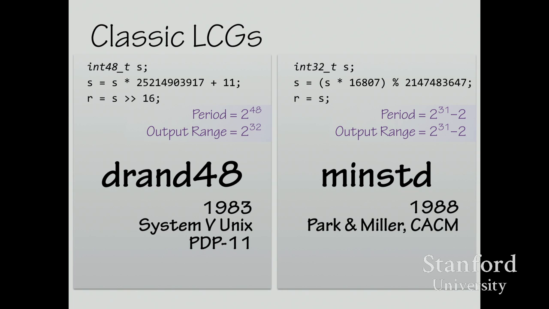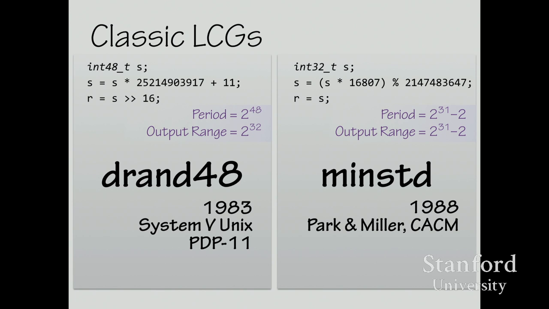MINSTD is a bit interesting because it has a period that's just shy of a power of 2, which is kind of awkward if you're trying to generate random bits, because you're not quite matching up. In a lot of computing applications, especially systems ones, we want random bits, and so it's nicer to have our output be exactly 32 bits. And DRAND48 can do that really nicely. Also, MINSTD has the issue that every number only occurs once because the period and the output range are the same, whereas in DRAND48, every number occurs 65,000 times. And so we're still not biased, we're still uniform.